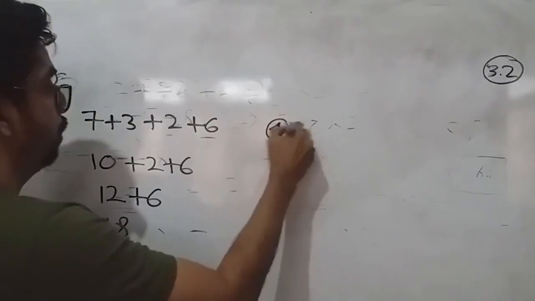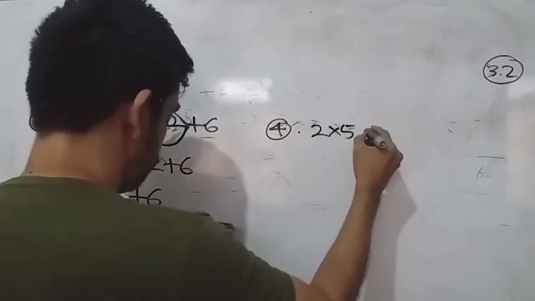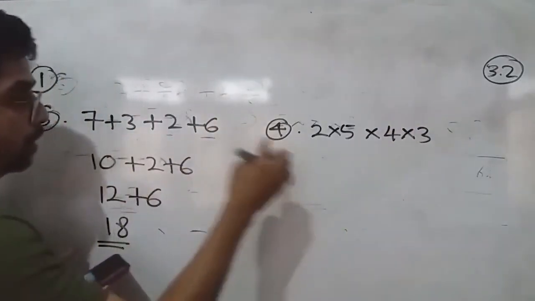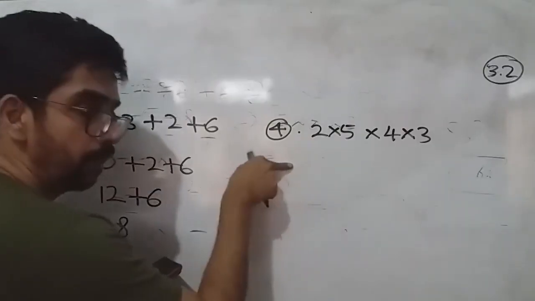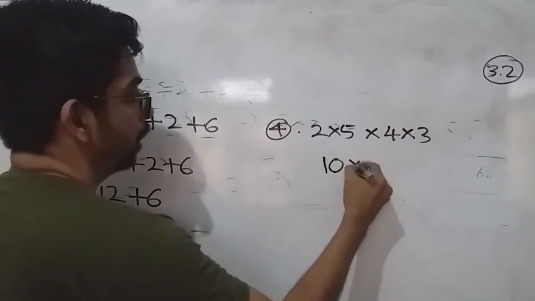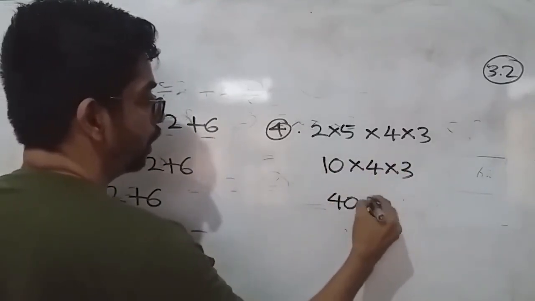Right? Then we will move to the next part. 2 times 5 times 4 times 3. Right? Here the same thing. We have to start from the left, then work our way to the right. 2 times 5, that is 10. 10 times 4 times 3. 10 times 4, that is 40.